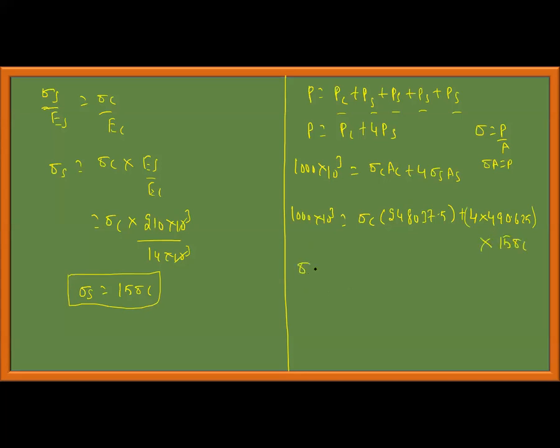Tell me what is sigma c. Or you can directly take 4 times the area of cross section of steel, but for understanding I have done this.